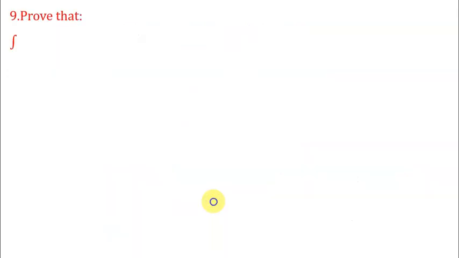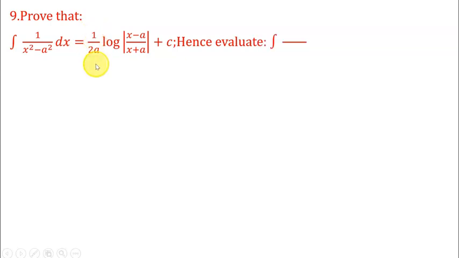Now next, prove that the integral 1 upon x square minus a square dx is equal to 1 upon 2a log of mod of x minus a upon x plus a plus c, and hence evaluate the integral 1 upon x square minus 3 dx. This example was asked in the July 23 examination.